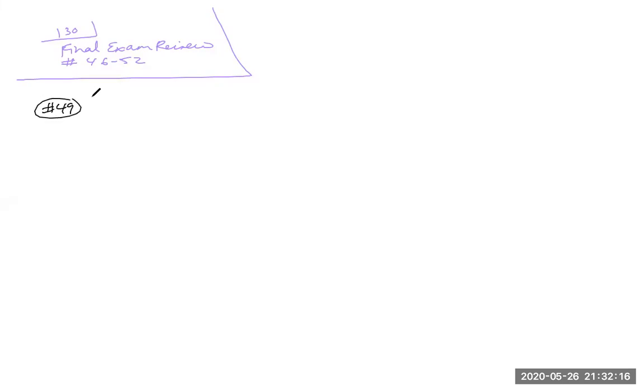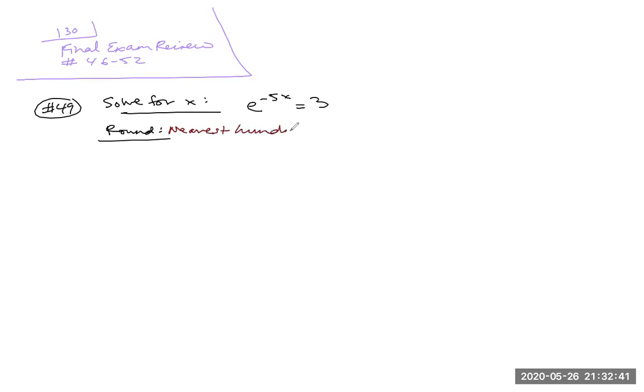Hi all, so this is number 49 from your final exam review. You're asked to solve for x for the equation e to the negative 5x equals 3. You want to round to the nearest hundredth. And don't round any intermediate computation. So don't round throughout your process. Just leave everything exact till you get to the very last step.